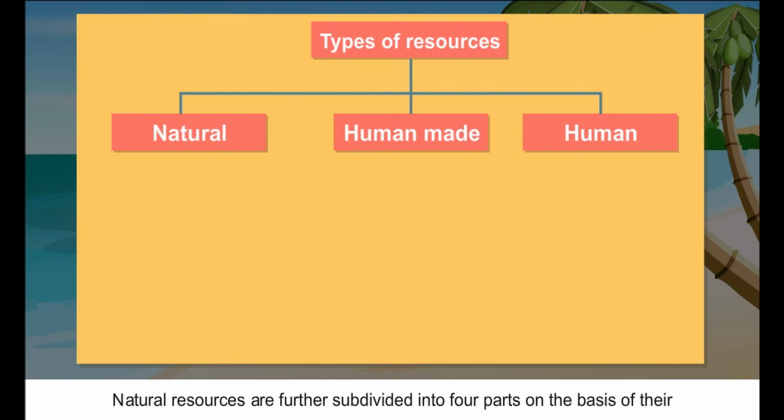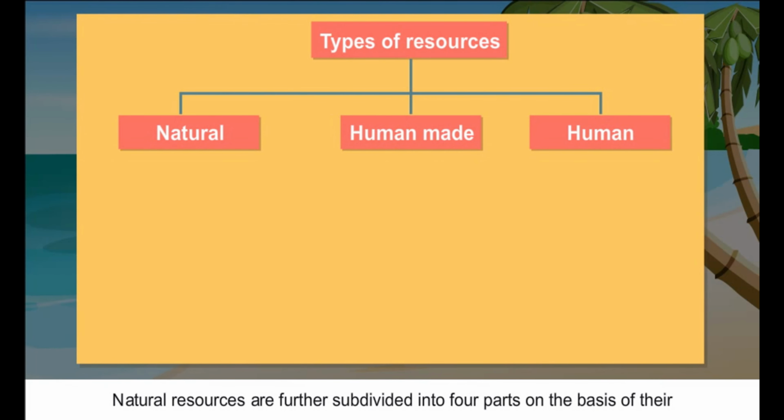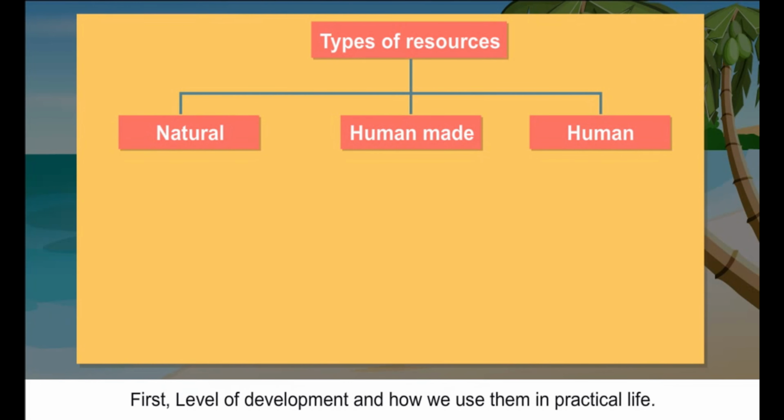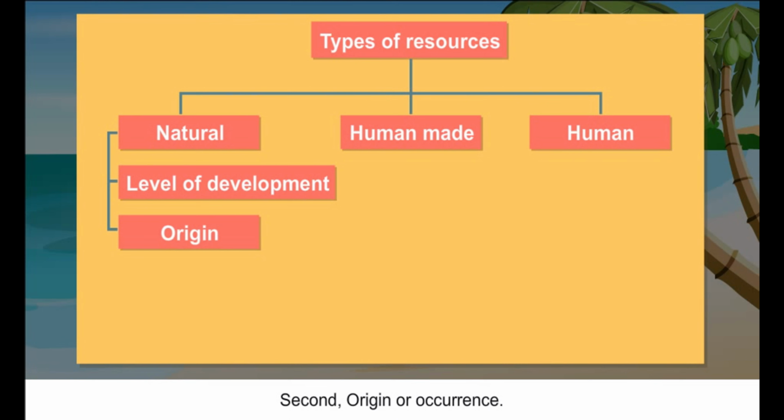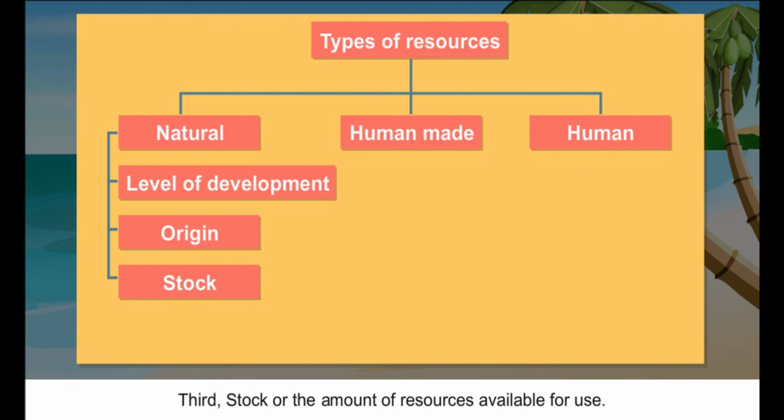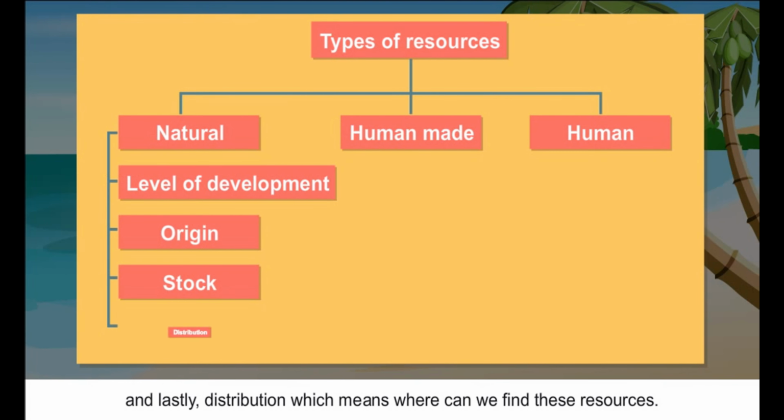Natural resources are further subdivided into four parts on the basis of, first, level of development and how we use them in practical life. Second, origin or occurrence. Third, stock, or the amount of resources available for use. And lastly, distribution, which means where can we find these resources?